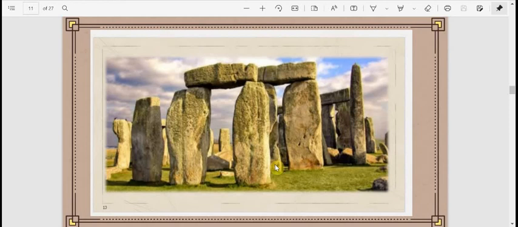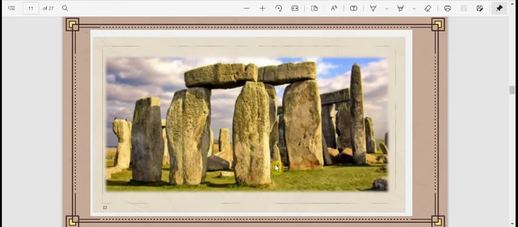The stone is sarsen stone, which is a prevalent sandstone in England. The stones stand around 13 feet tall, so they are really tall, measure around 7 feet in width and weigh over 20 tons each. Okay? So, imagine how they constructed this. A lot of manpower was really needed to build this Stonehenge.